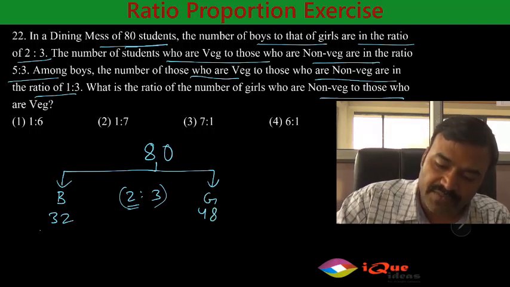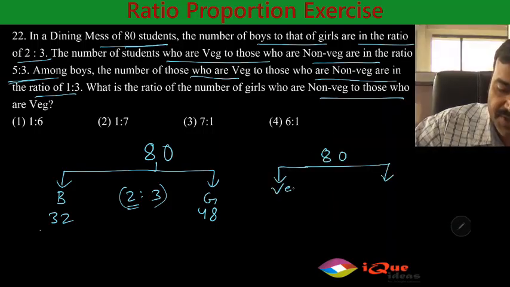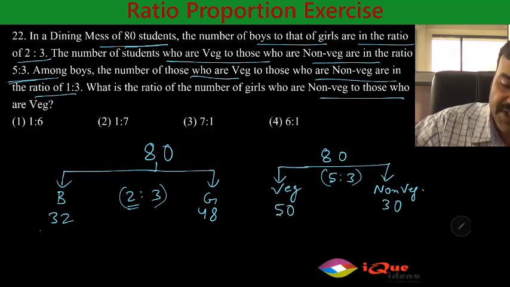Now, the total veg to non-veg ratio is 5:3. So out of 80, the veg to non-veg ratio is given as 5:3. So 5 plus 3 is 8, and 8 divides 80 10 times. So 10 into 5 is 50 and 10 into 3 is 30. So total vegetarian are 50 and total non-vegetarian are 30.